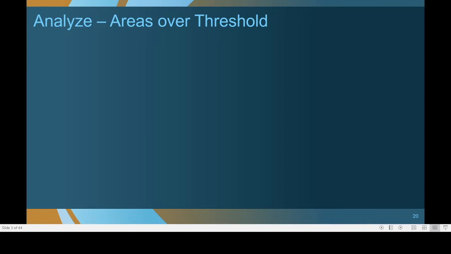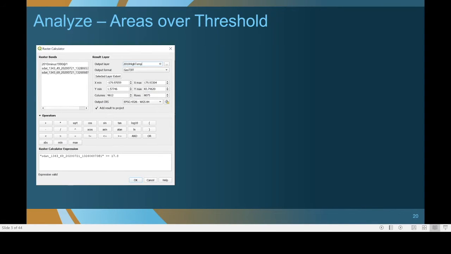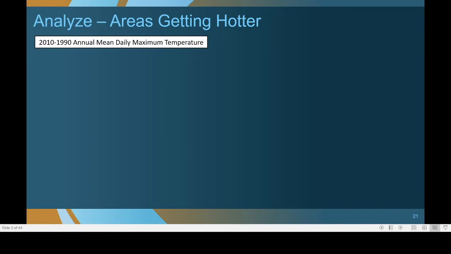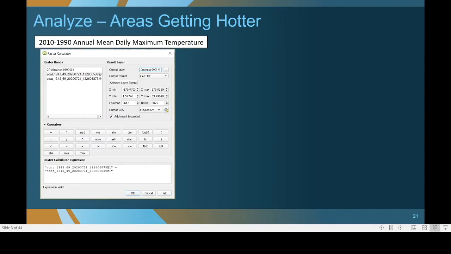Next, you can employ the Raster Calculator to identify areas over the threshold for a typical salmon habitat. These areas are shown in red. You can also use the Raster Calculator to compare data from over 20 years to identify differences where areas are getting hotter.